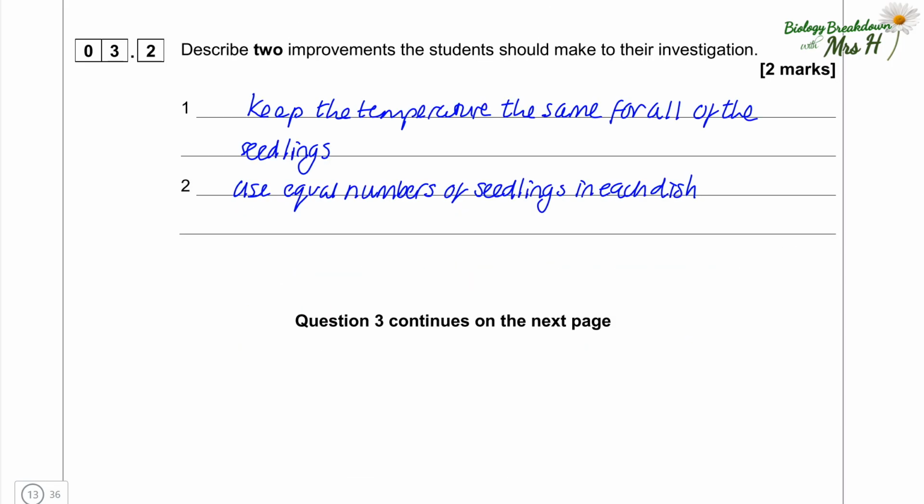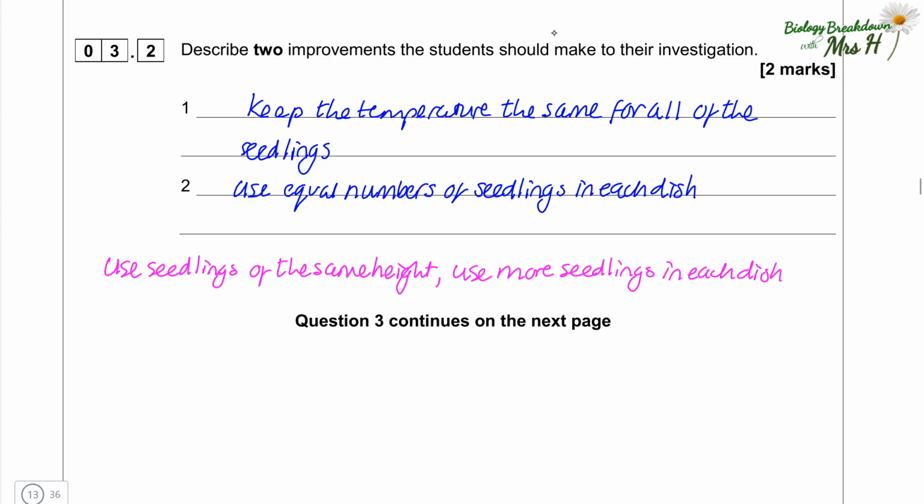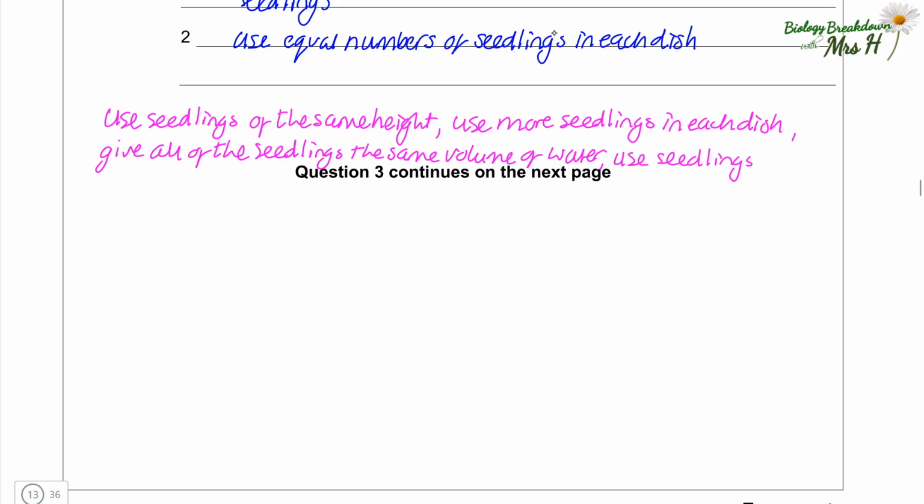There are other things also that you might put, but obviously you're only going to describe two. Make sure there is just one on each line, because the examiner is only going to look at the first one on each line. Other things that you might have thought about is use seedlings of the same height. That's going to be really difficult to do, but you could write it, I suppose. Use more seedlings in each dish, but make sure they're the same number. Give all of the seedlings the same volume of water. Use seedlings of the same species, and so on.